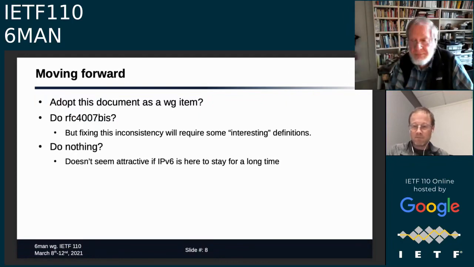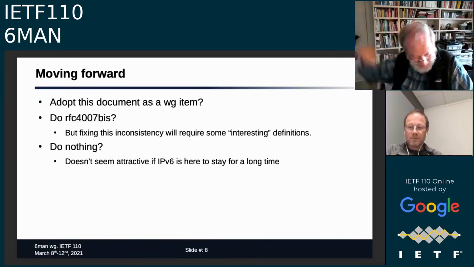Then obviously there's always the option of do nothing. Okay, I personally think that that's not attractive. If this was something like a conflicting definition in IPv4, you might say, okay, well, we are supposed to get rid of IPv4. Well, at least we have the hope for that.